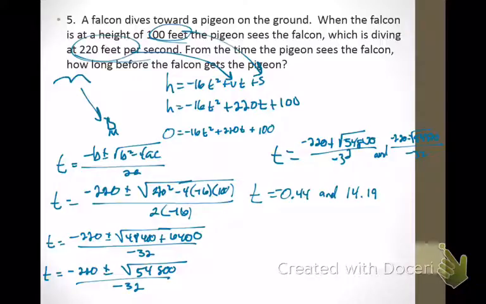Well, again, time can't be negative. As much as sometimes we want to go back in time, we can't. And so we can't use this time value. So we're going to use 14.19. And what that means is that from the time the pigeon sees the falcon, it has about 14 seconds to get out of the way.